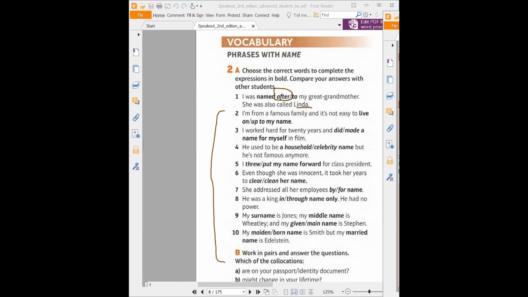So, Ikram, would you like to do number 2? Yeah. I'm from a famous family, and it's not easy to live up to my name, I think. Yes, that's correct. To live up to my name.